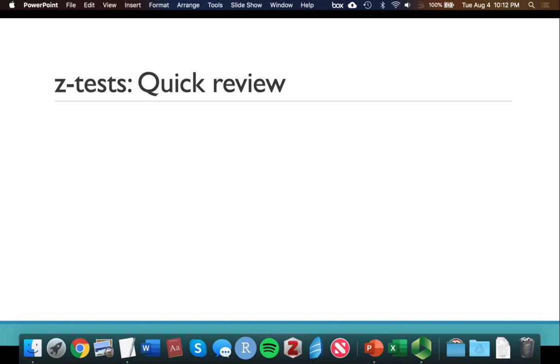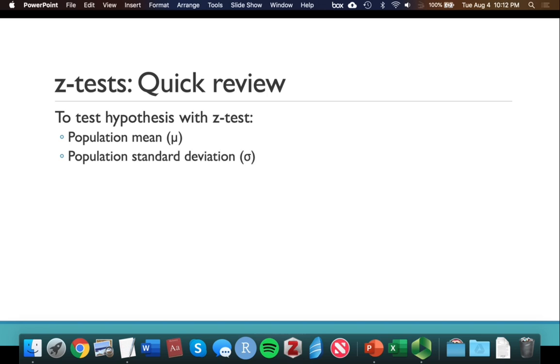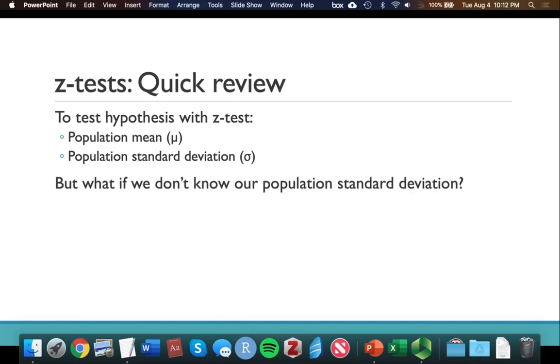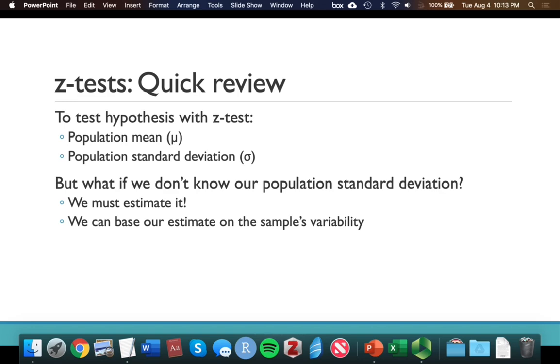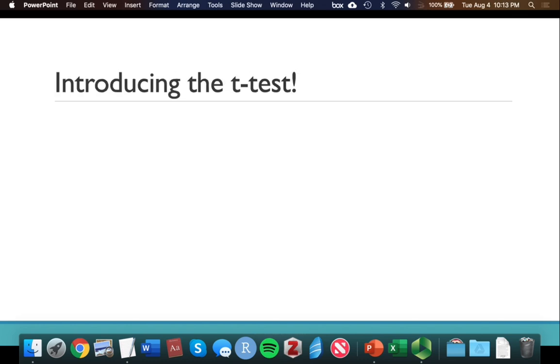So first of all, a quick review of t-tests. To test a hypothesis using a t-test, we need the population mean, represented by mu, and the population standard deviation, represented by sigma. But what if we don't know our population standard deviation? This is often the case because it's much more difficult to pin down a population's variance than to pin down a population mean. And this means that we have to estimate our population variance and standard deviation. The good news is that we can base our estimate on our sample's variability. Doing so, however, requires a different type of test, which, as you might have guessed, is the t-test.